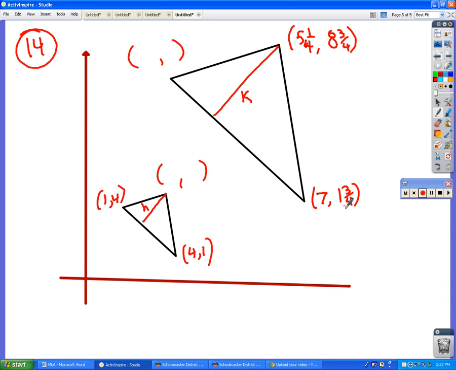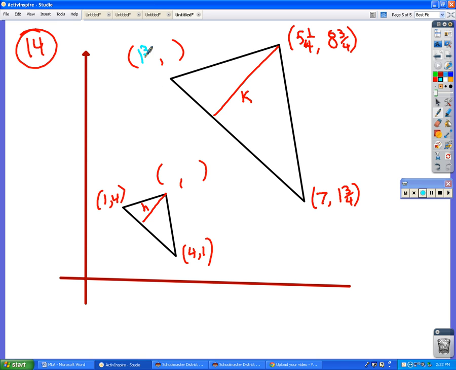How many times bigger is this y coordinate than that y coordinate? It's 1 and 3/4, which is 1.75. So that means that all of the coordinates of this shape are 1.75 times bigger than the coordinates of this shape. Or you could go the other way around and say all the coordinates of this shape are 1.75 times smaller than the coordinates of this shape.